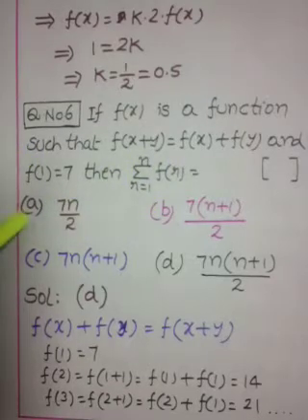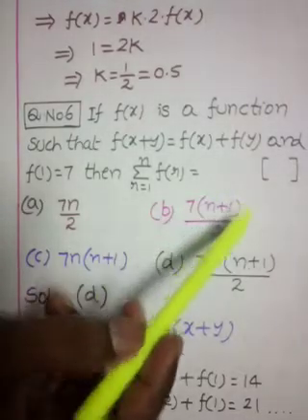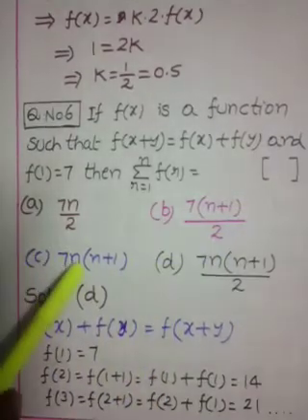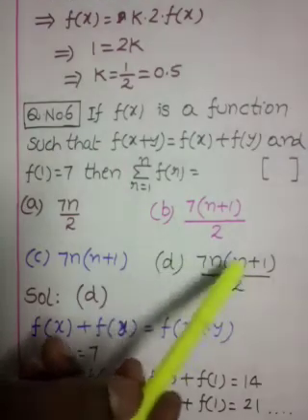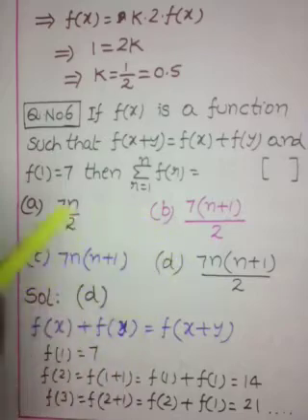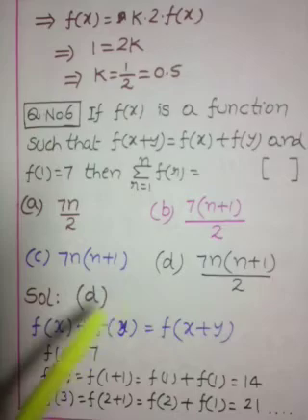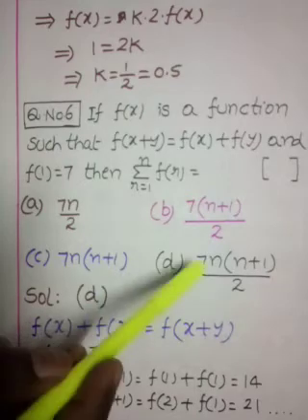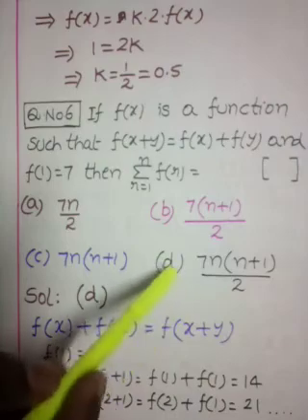See the options. First option is 7n by 2, second option 7 into n plus 1 by 2, third option 7n into n plus 1, and fourth option is 7n into n plus 1 by 2. Understood these parts, my dear children? Out of these four options, the fourth option is correct, that is 7n into n plus 1 by 2. Let us see how this fourth option is correct.